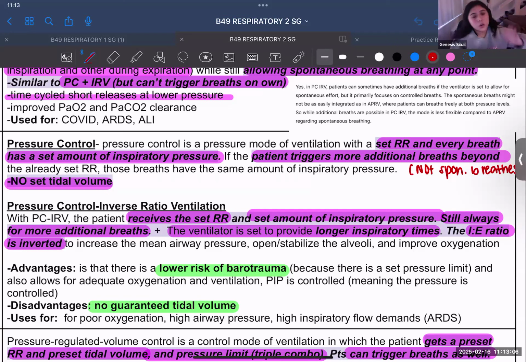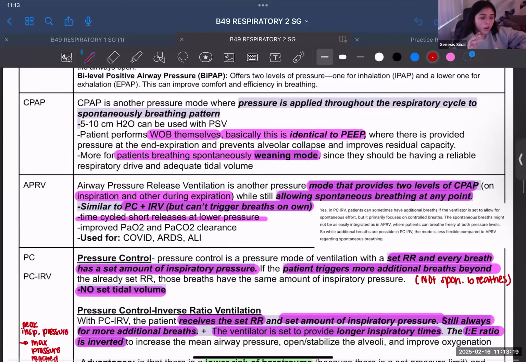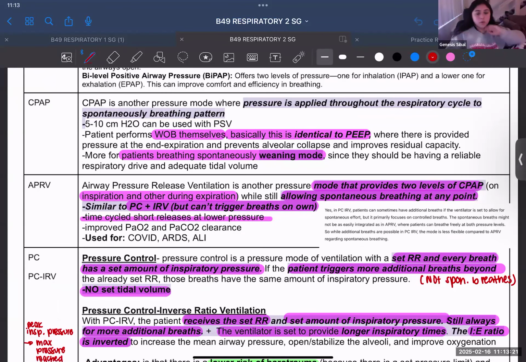It's just pressure. So for every single breath, they're going to have this pressure, right? So I hope that makes sense of how I think about it. And that's all I think you have to know and be able to explain, because if you know that, you know more than what is expected.